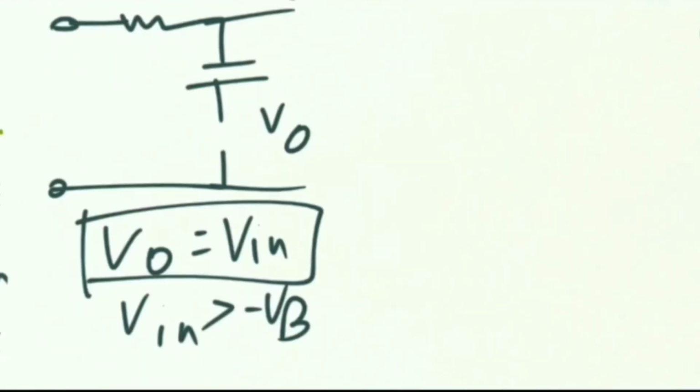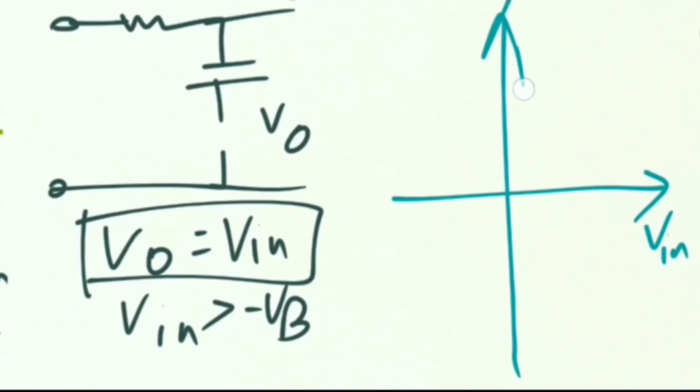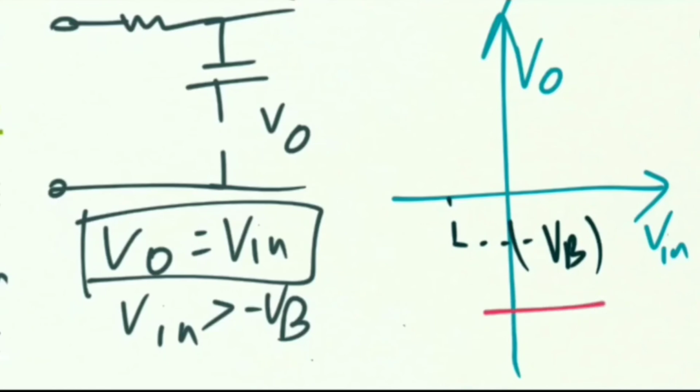Let us now see the transfer characteristics. This is minus Vb. For Vin greater than minus Vb, that is this side, VO is Vin, and for Vin less than minus Vb, that is this side, it is minus Vb. So this is the transfer characteristics for this particular circuit.